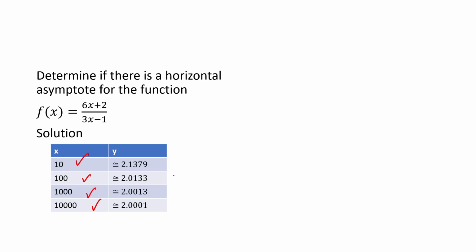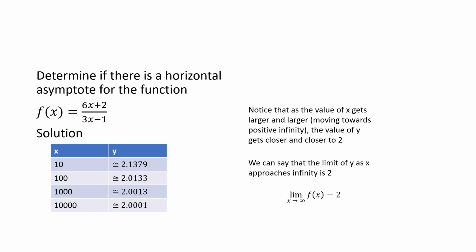When we let x have those growing values, we see that y goes from approximately 2.14 to approximately 2.01 to approximately 2.001 to approximately 2.0001. We see that we're getting closer and closer to a y value of 2 as x gets huge. So notice that as the value of x gets larger and larger, the value of y gets closer and closer to 2. What we can say is that the limit of y as x approaches infinity is 2. And we write it this way. Now again, it's not crucial right now that you know limit notation, but that is the limit notation.